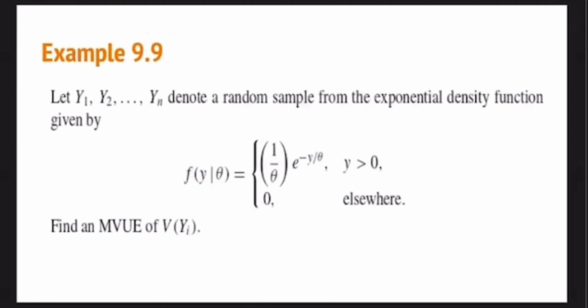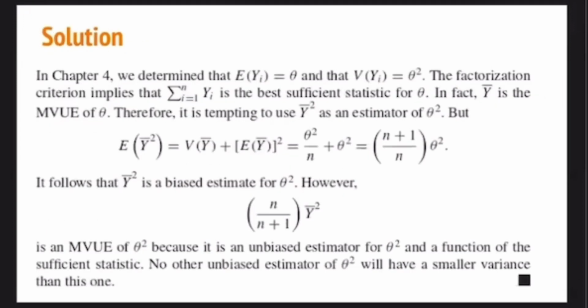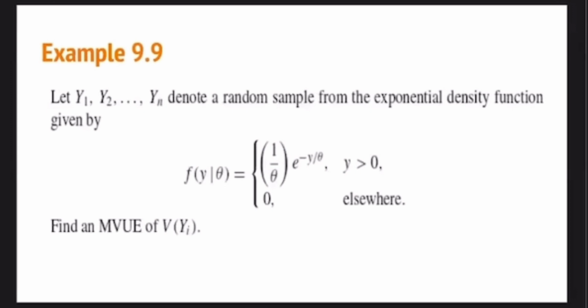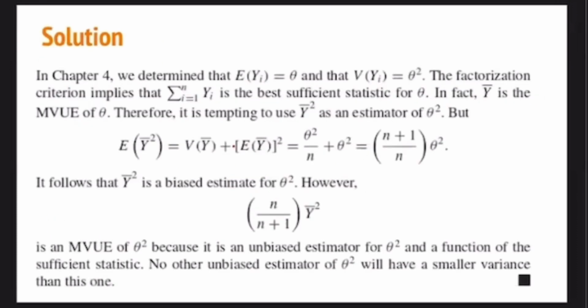Now, lastly, you are given this exponential distribution. And they say find a minimum variance unbiased estimator for the variance of that. So take a look at that. You know from the distribution, what is the expected value of y? That's going to be theta. That's an exponential. The variance is theta squared. We know that from that.